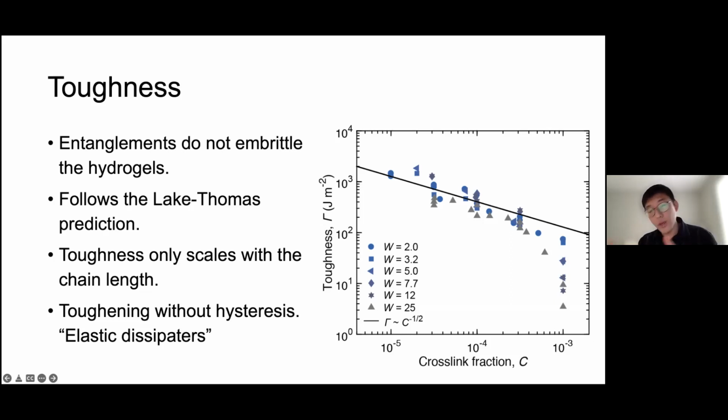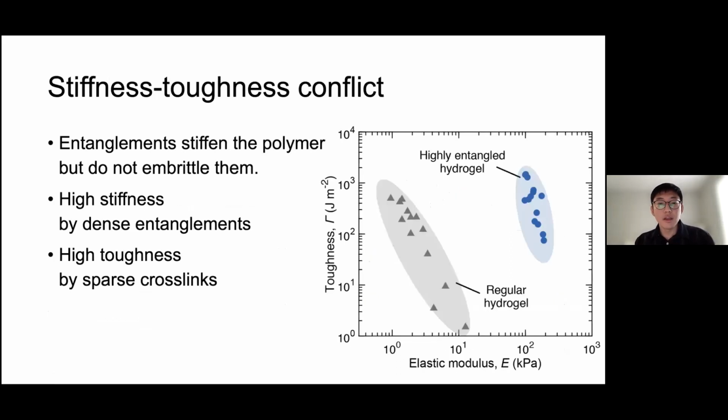So in this case, we can increase the toughness without using huge hysteresis between the loading and unloading curve. So we plotted the stiffness and toughness at the same time in a plane. So in the regular hydrogel, you can see a clear conflict: stiffer, more brittle; softer, tougher. But in the case of the highly entangled hydrogel, you can get both toughness and stiffness at the same time.